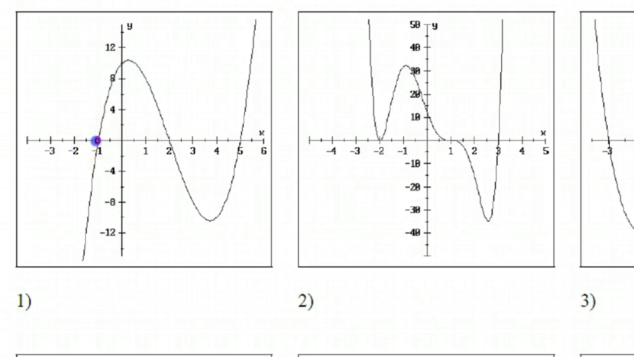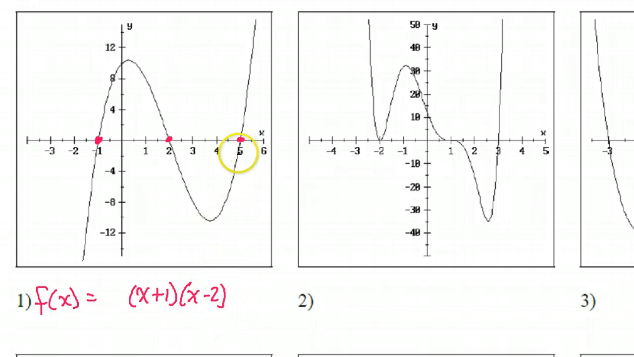I see we have zeros at -1, 2, and 5. So f of x equals. I have a factor at -1, so that's x plus 1. I have another factor at 2, so that's x minus 2. Then I have a third factor at 5, so that's x minus 5. See how they're opposite signs? That's how you do it. And I left a little space here in case I need a negative sign in front.